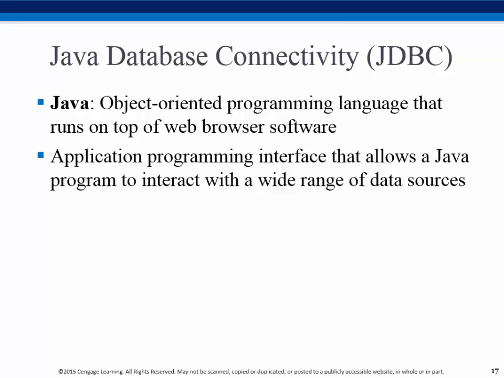When Java applications need to access data outside the Java runtime environment, they use predefined application programming interfaces. Java Database Connectivity, or JDBC, is an application programming interface that allows a Java program to interact with a wide range of data sources, including relational databases, tabular data sources, spreadsheets, and text files.